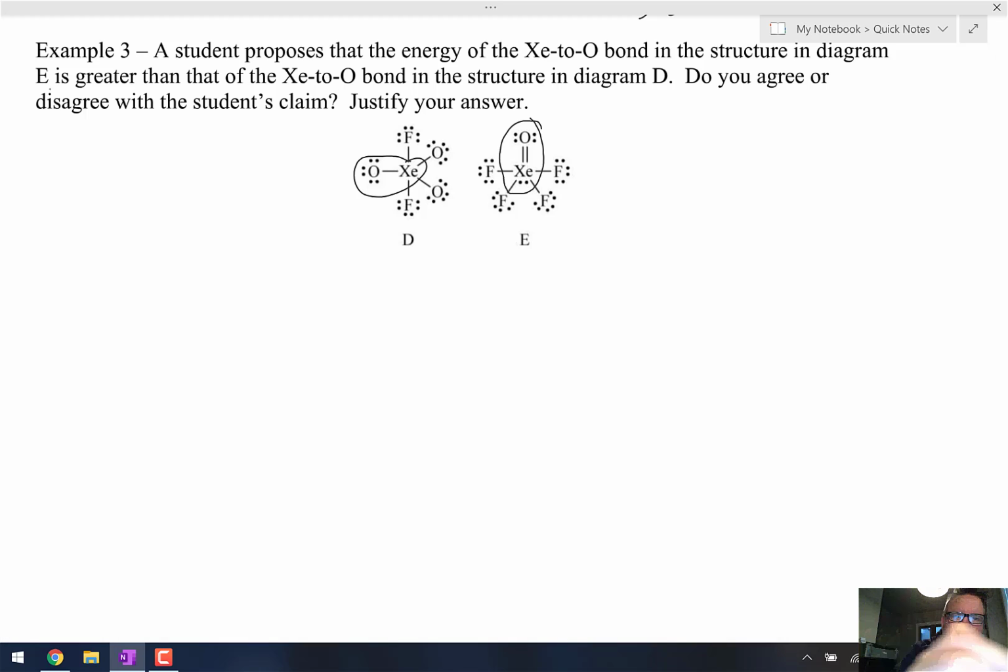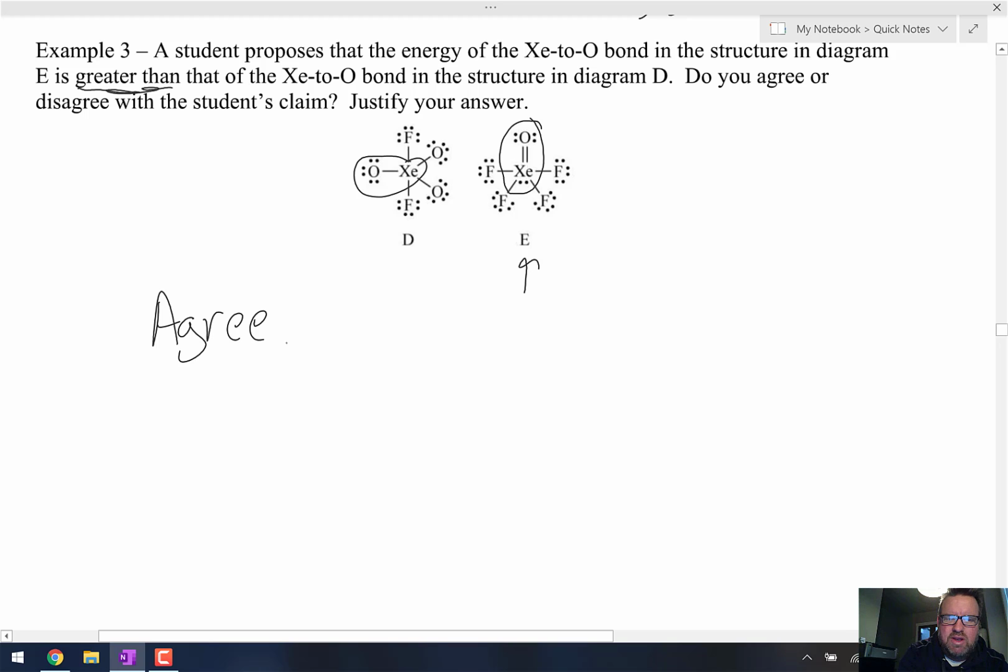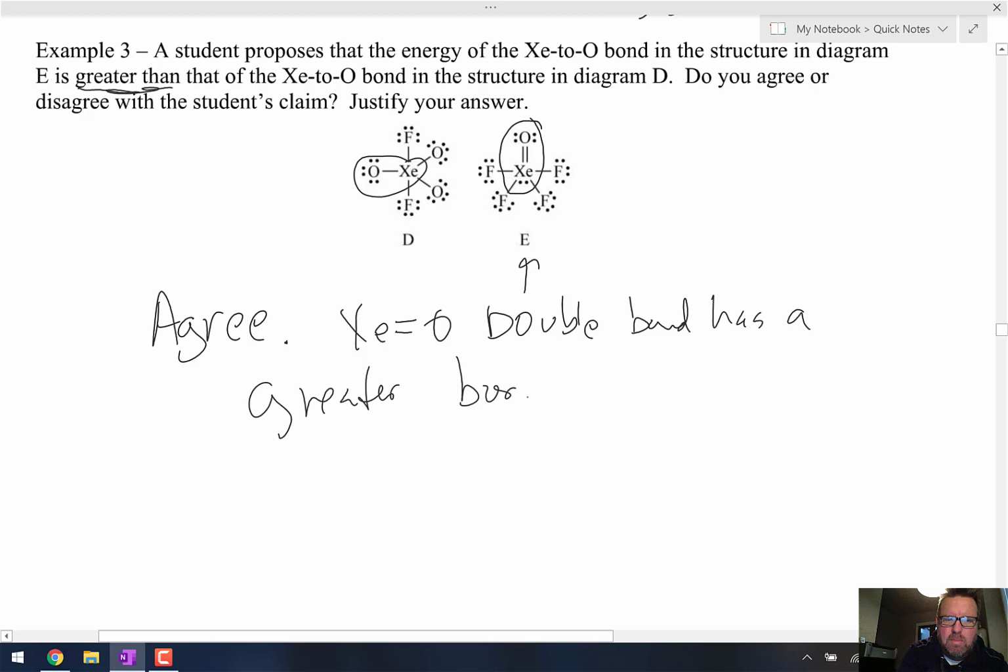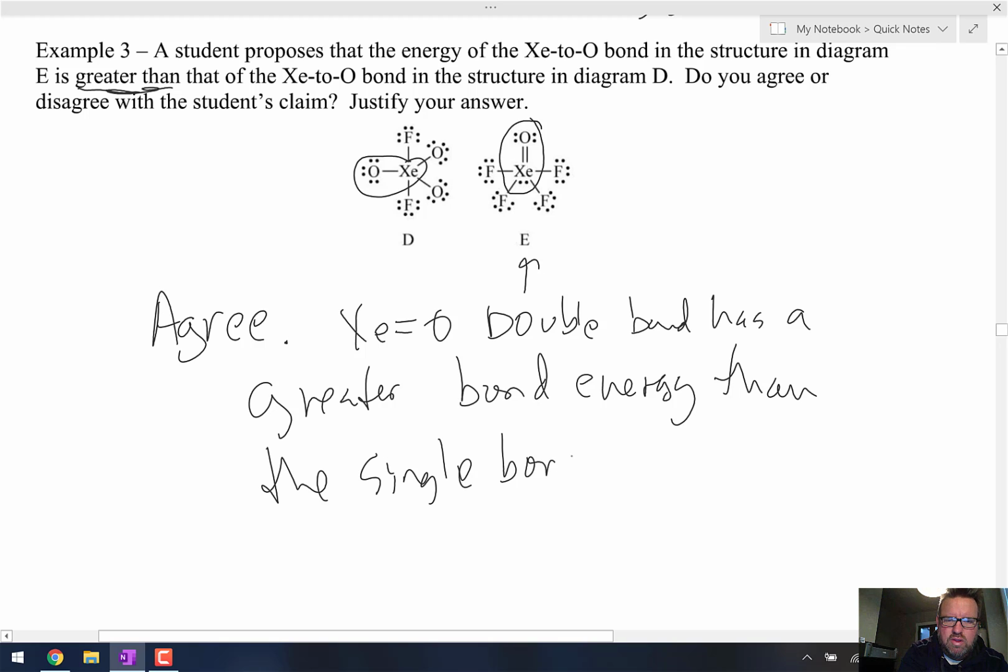So they're saying that in diagram E, this one, the bond energy is greater than that in D. So do you agree with that statement? Absolutely yes. We're going to agree with that statement, and all you would have to say is that the XeO double bond has a greater bond energy than the single bond XeO in diagram D.